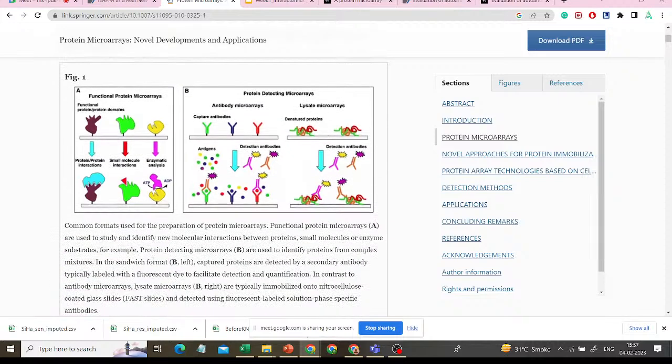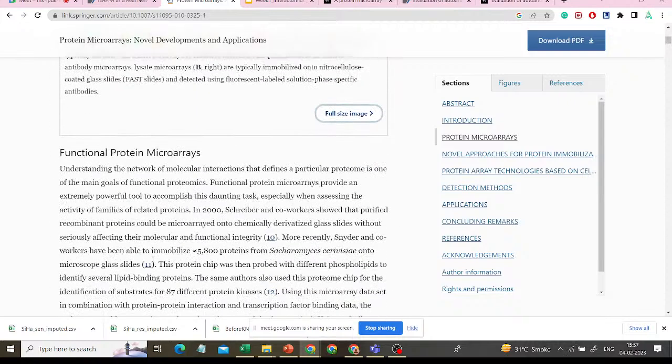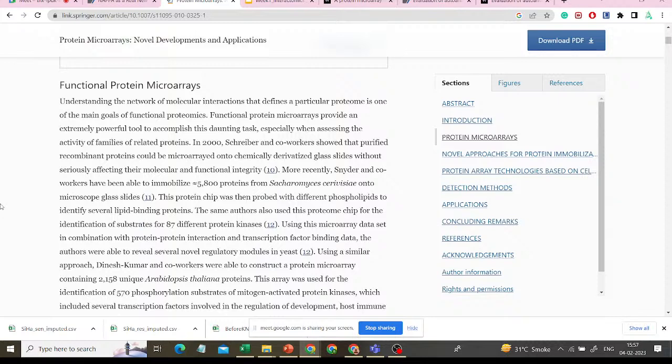So that corresponds to your protein detecting microarrays. That can be your direct protein arrays, or your sandwich arrays, or whatever arrays there were. So that is your detection, not your functional protein microarray. Now for the functional molecules, if you want to understand the network of molecular interactions, it will depend upon your application or what objective you want to perform.